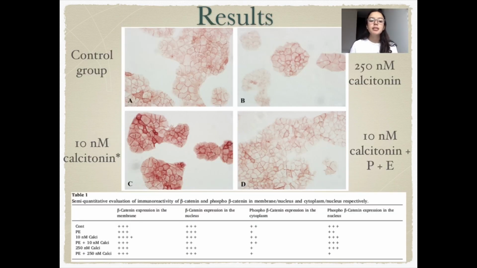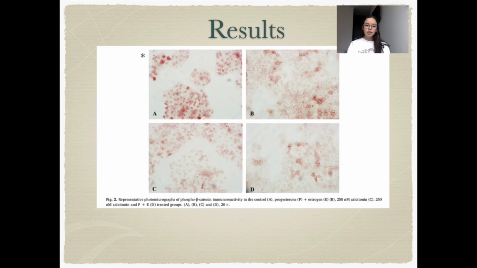For the results, they found out that with a dose of 10 nanometers of calcitonin, there was an increased expression of beta-catenin in both the nucleus and the membrane of the cells, while for the other experimental groups, there was a decrease in the expression of this protein. The next photomicrograph shows us the expression of phosphobeta-catenin, in which we can see that groups C and D have a decrease in the expression of phosphobeta-catenin in comparison to the control group, and that there was also a decrease in the expression of phosphobeta-catenin in the nucleus.